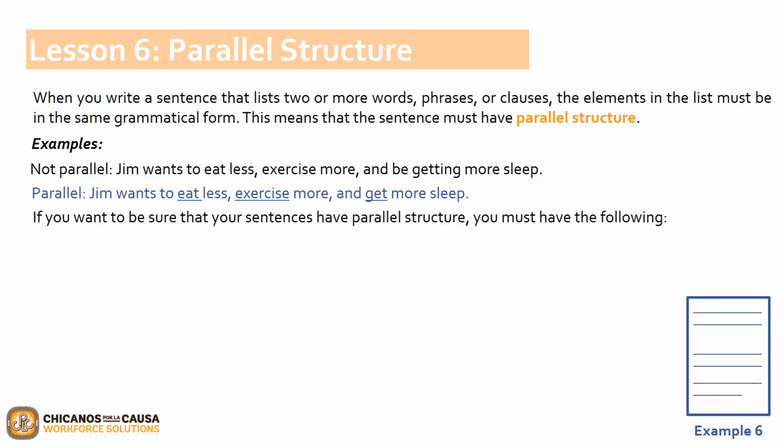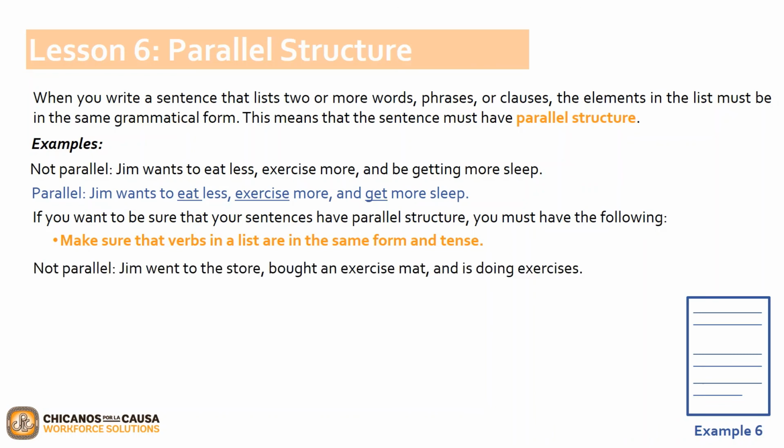If you want to be sure that your sentences have parallel structure, you must have the following. The first is to make sure that verbs in a list are in the same form and tense. An example of this would be the following sentence that's not parallel, Jim went to the store, bought an exercise mat, and is doing exercises. This sentence parallel would be, Jim went to the store, bought an exercise mat, and did exercises.